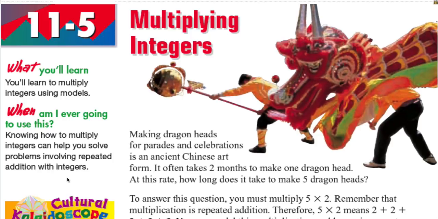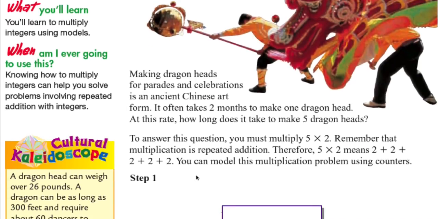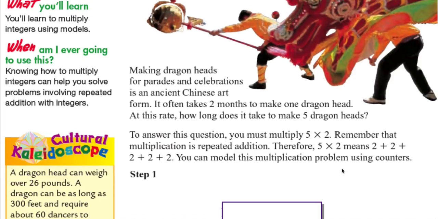Making dragon heads for parades and celebrations is an ancient Chinese art form. It often takes 2 months to make one dragon head. At this rate, how long does it take to make 5 dragon heads? This is an easy multiplication problem. To answer this question, you just have to multiply 5 times 2. Remember that multiplication is repeated addition. Therefore, 5 times 2 simply means 2 plus 2 plus 2 plus 2 plus 2. So you can model this multiplication problem using counters.